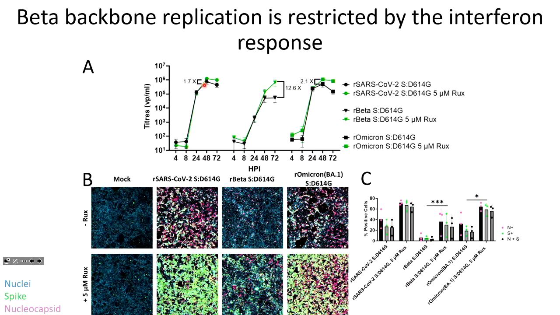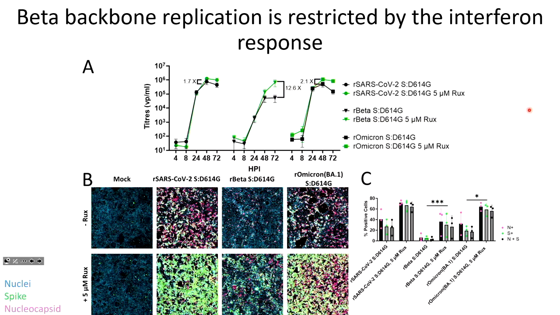For the two viruses that replicated extremely well in these cells, BA1 here on the left-hand side and B1, we didn't really see a difference, but beta was markedly increased in its replication, 12.6-fold compared to just about 2-fold for the other two viruses. This also translated to massively increased spread in the actual cell sheets between treatment and no treatment. So it looked like variant of concern beta was quite severely restricted by the interferon response.